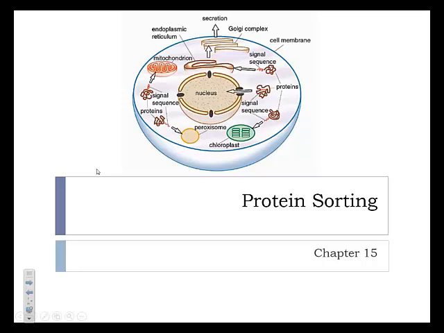Chapter 15 is not so far off from what we've been talking about, membranes and transport across membranes, because it's talking about protein sorting. So we've talked about the composition of membranes having a large component being proteins, these transport proteins, whether they're transporters or channels. But there are a lot of other proteins in the cell, even in the cell membrane, that have other functions.